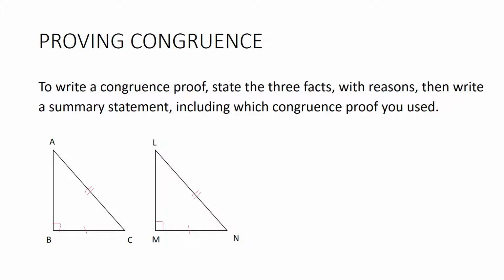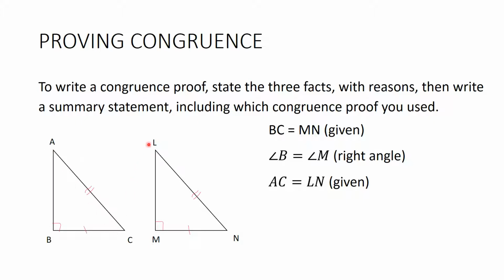Now to write a congruence proof, we state the 3 facts with reasons, and then we write a summary statement including which congruence proof you used. So let's have a look at these 2 triangles. Our first fact is that BC is equal to MN, and our reason is that it's given in the diagram. Our second fact is that angle B is equal to angle M, and that's a right angle. Our third fact is that AC is equal to LN, and that's given. Therefore, triangle ABC is congruent to, that's what this symbol is, triangle LMN, reason, right angle, hypotenuse, side.